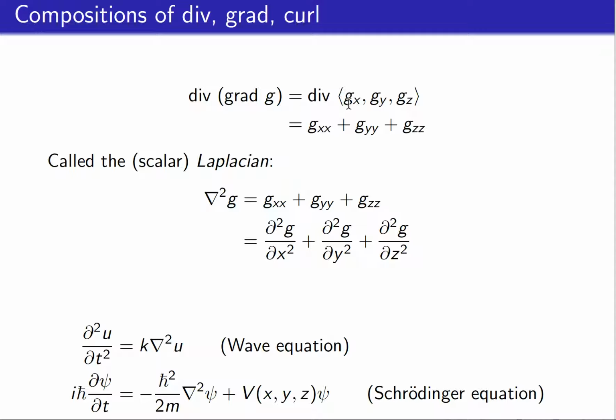Div of this means you take this part and take the partial derivative with respect to x, this, take the partial derivative with respect to y, this, take the partial derivative with respect to z, and add it up. And you get gxx plus gyy plus gzz. Okay. This is something that's pretty famous.